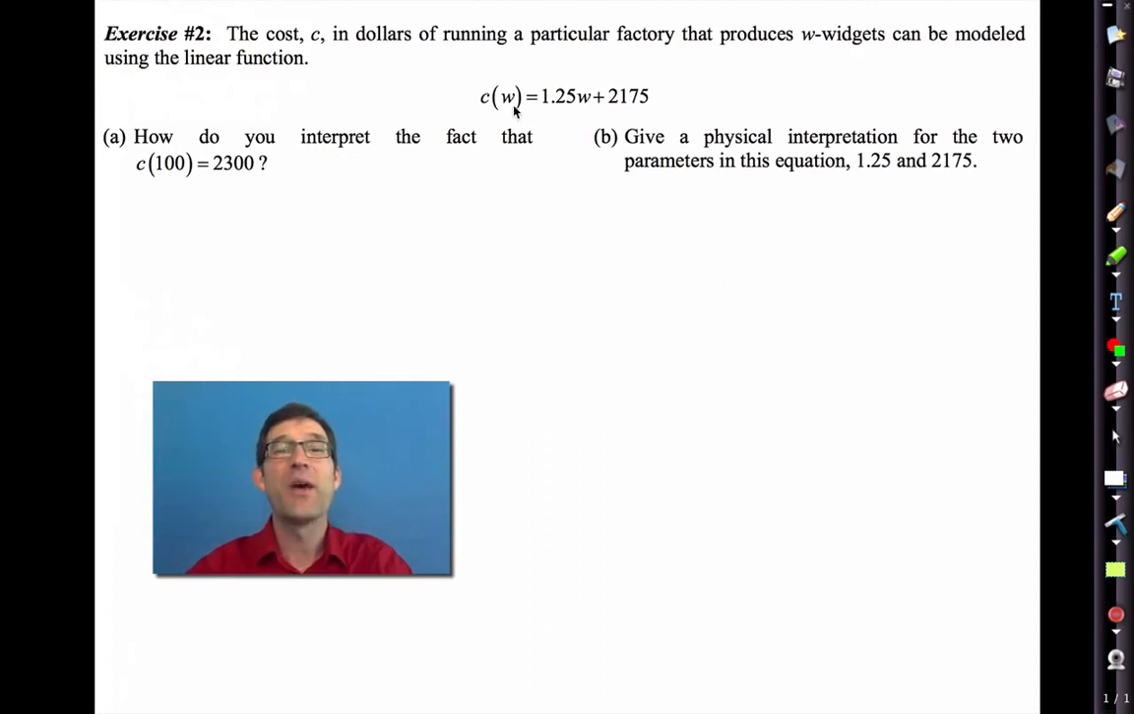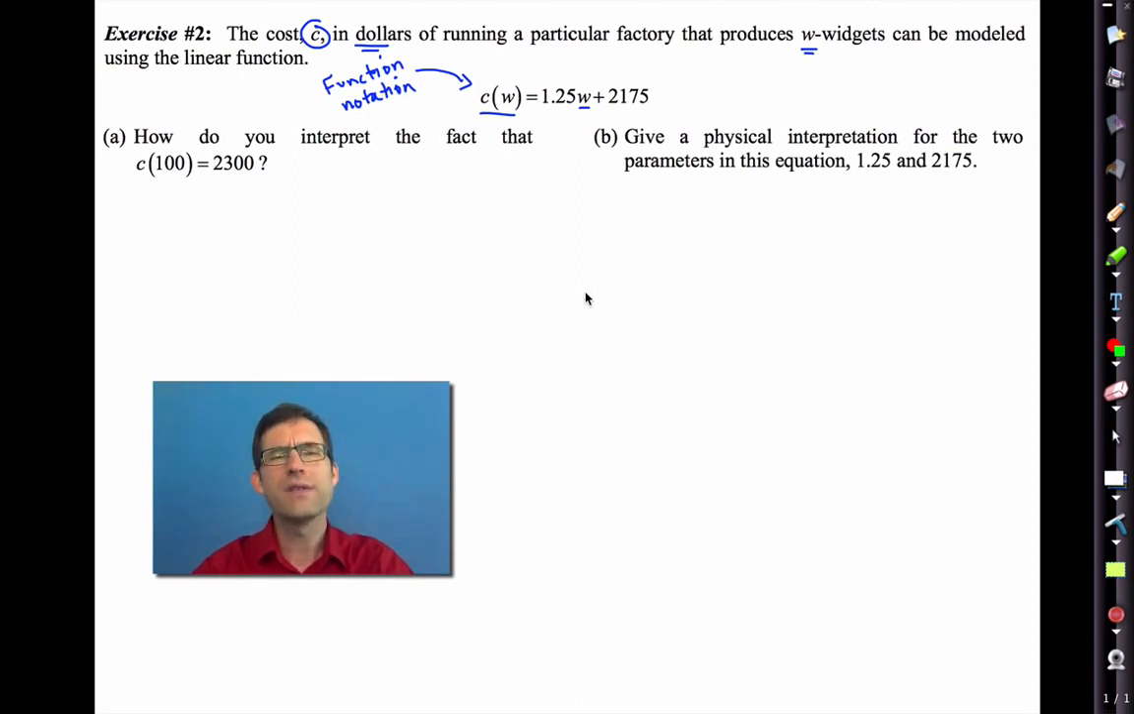Okay? So anyway, the idea here is that, now notice, right, function notation, that's all that is. Function notation. All right. It just says that the cost in dollars of running a particular factory is based on the number of widgets it produces, right? It's given by that equation. Now, letter A is just an interpretation. It says, how do you interpret the fact that C of 100 equals 2300?